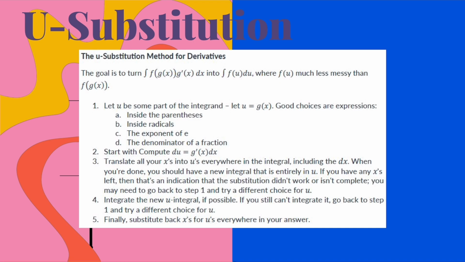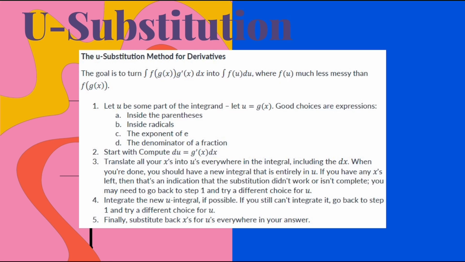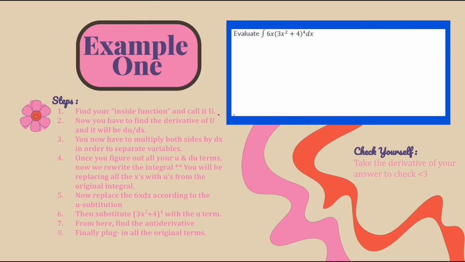All you're really going to do is find the inside part, then you're going to compute du, and then you're going to translate all your x's into u's. Once you do that, you're going to find the u integral, and finally substitute everything back to the way it was. It sounds intimidating, but let's get into an example so we can go ahead and get started.